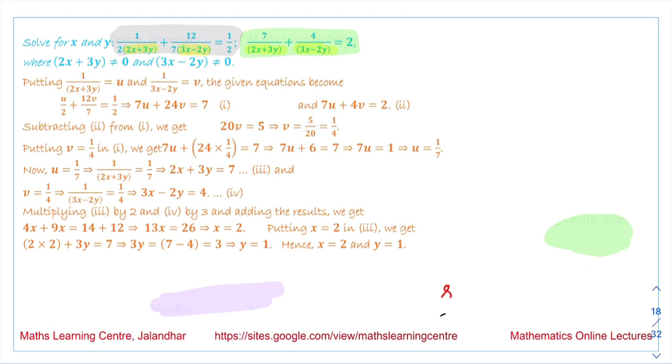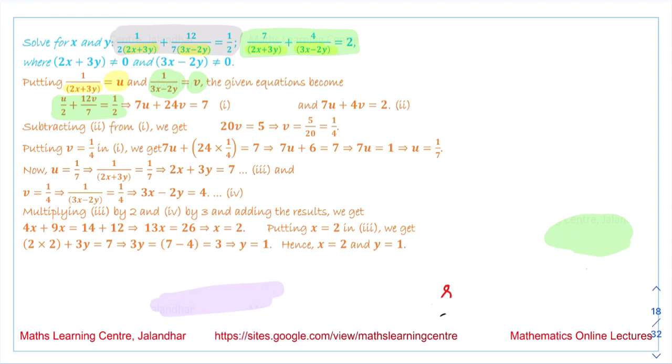So what we can do is substitute 1 over 2x plus 3y as u, and 1 over 3x minus 2y as v. So these equations will come in the form u by 2 plus v by 12.